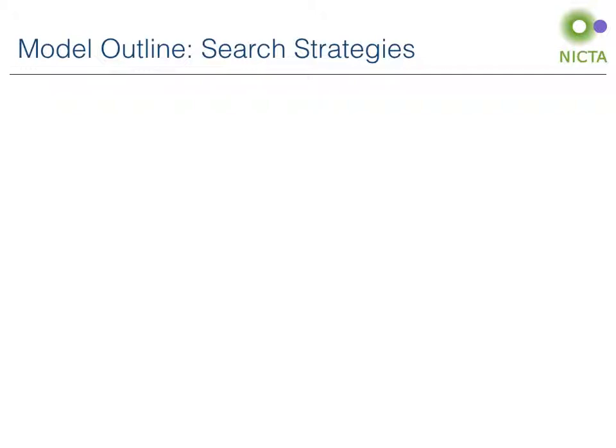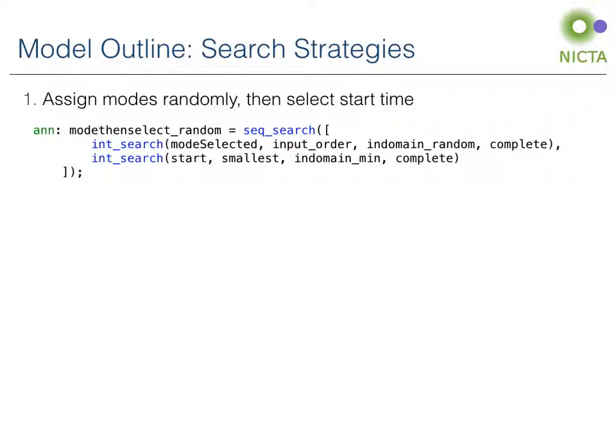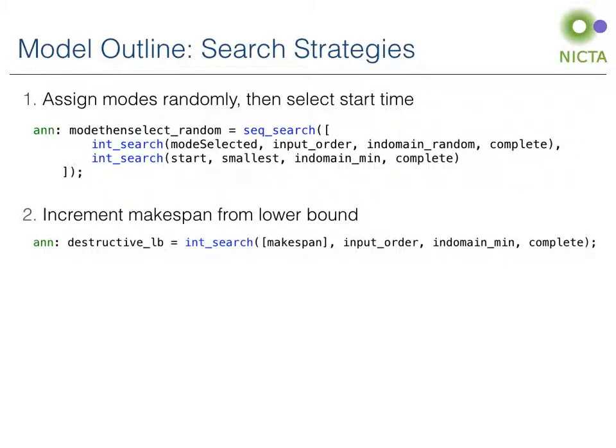Here are two of the search strategies that I tested. The first one chooses a mode at random for each task, and then will set the start time to as small a value as possible. The second strategy starts at the smallest possible value of the makespan, and if a solution cannot be found with that makespan, it increments it by 1 unit and continues this process until a solution is found.